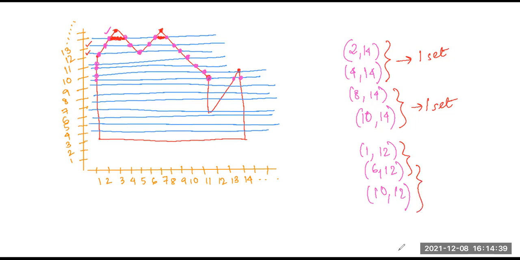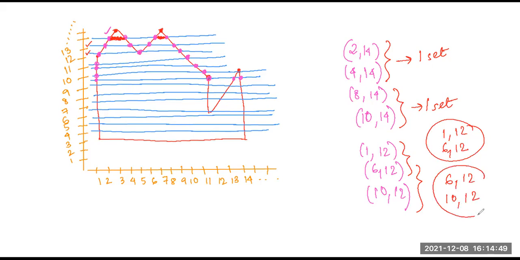Why? I will tell you. First, I will consider 1 and 12, 6 and 12 as one set. Then I will consider 6 and 12, 10 and 12 as another set. And in between 1 and 6, I am filling the region with color. And in between 6 and 10, I am filling the region with color. See? This is also done with color.